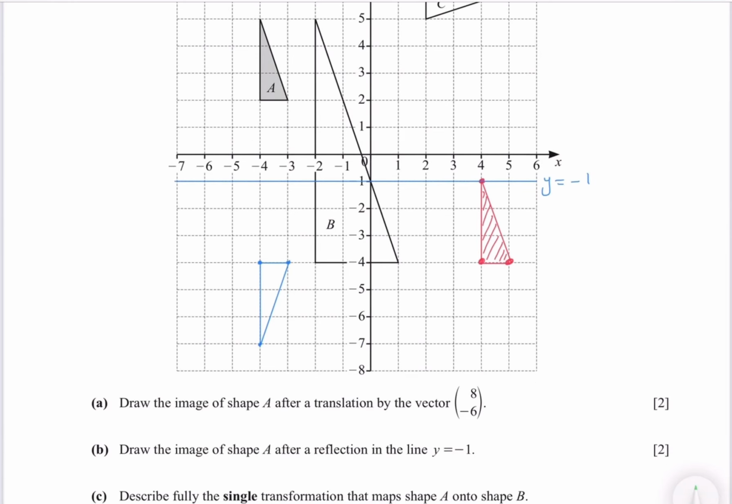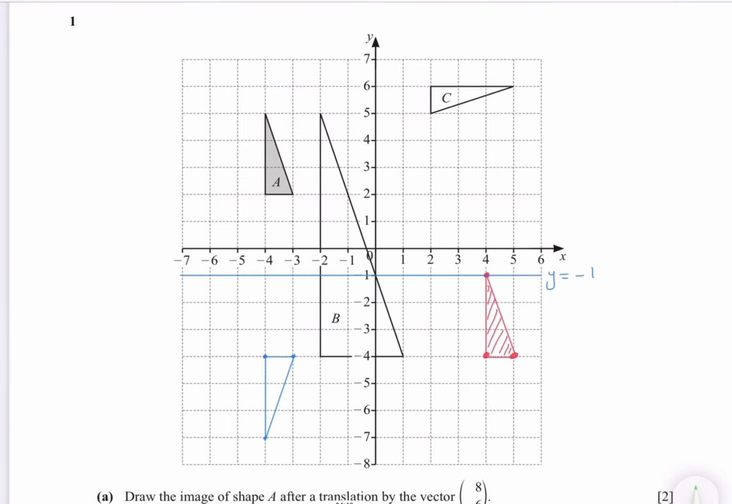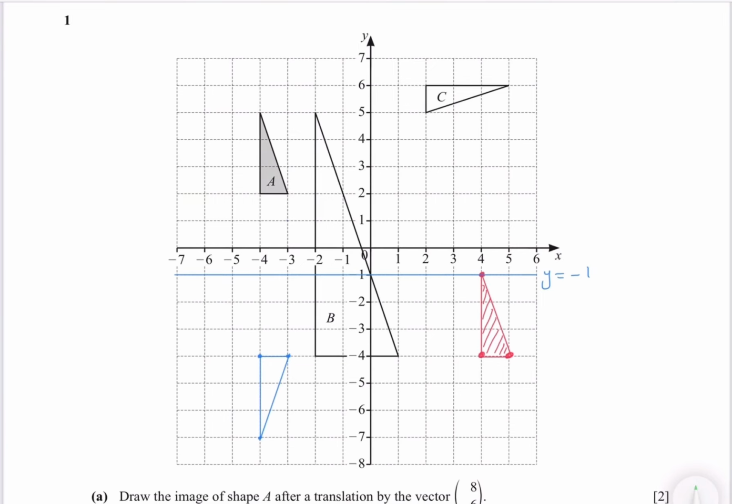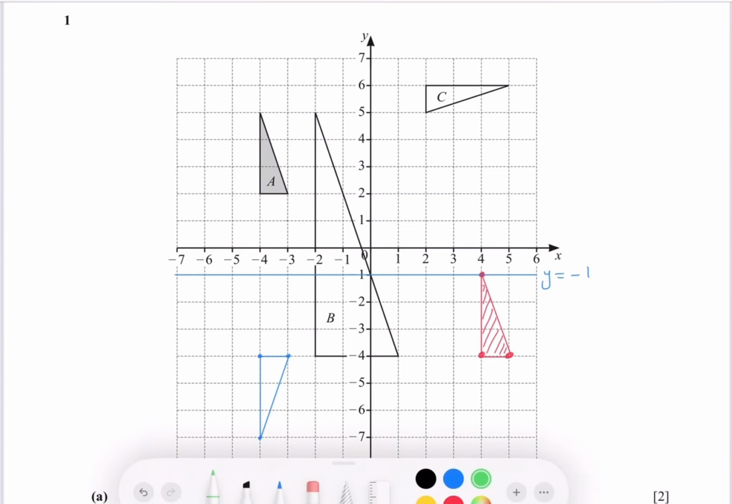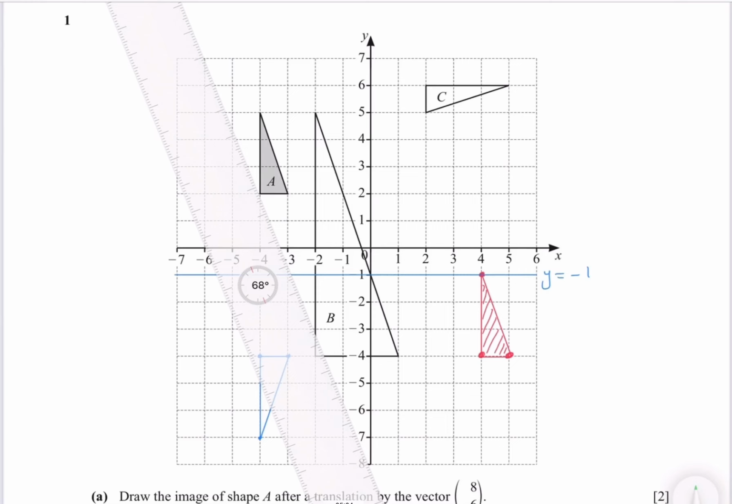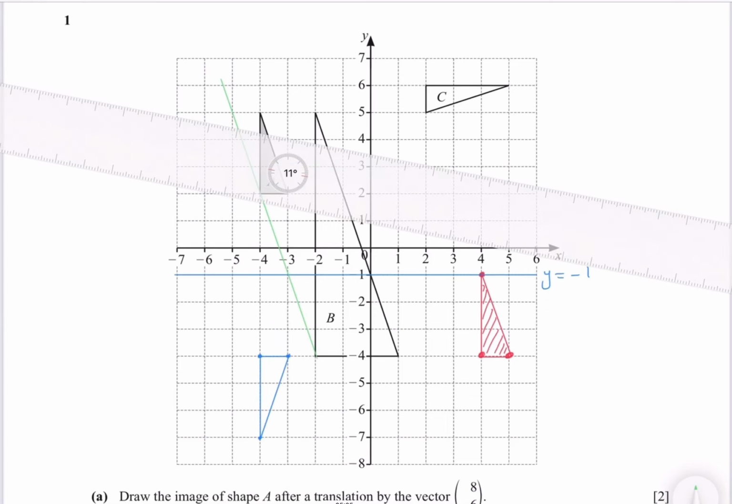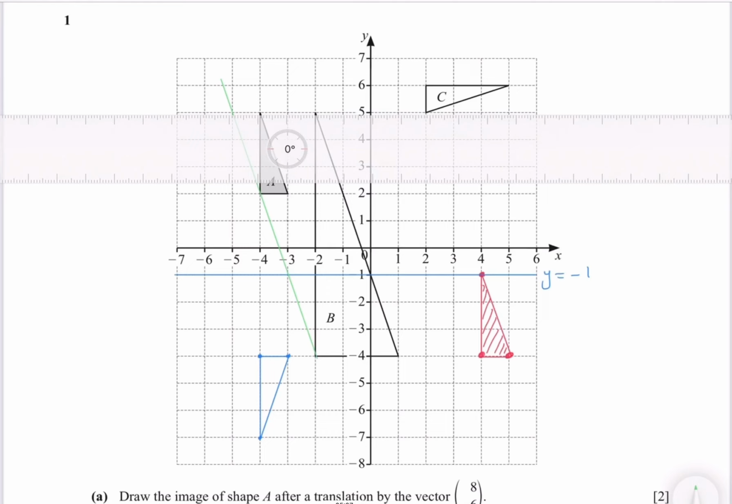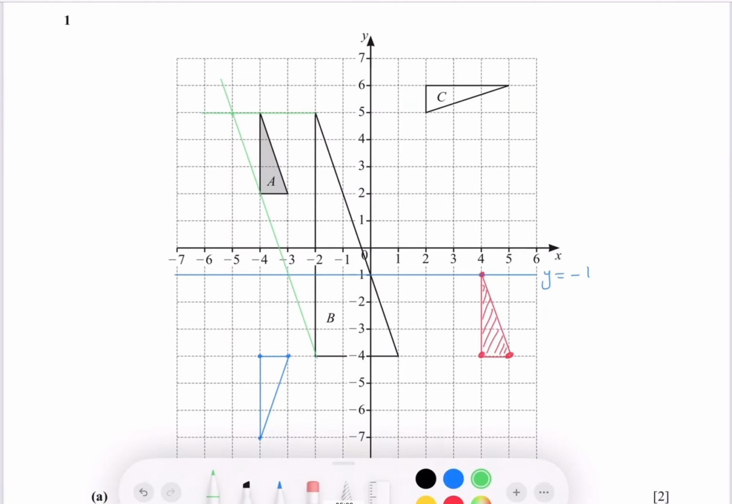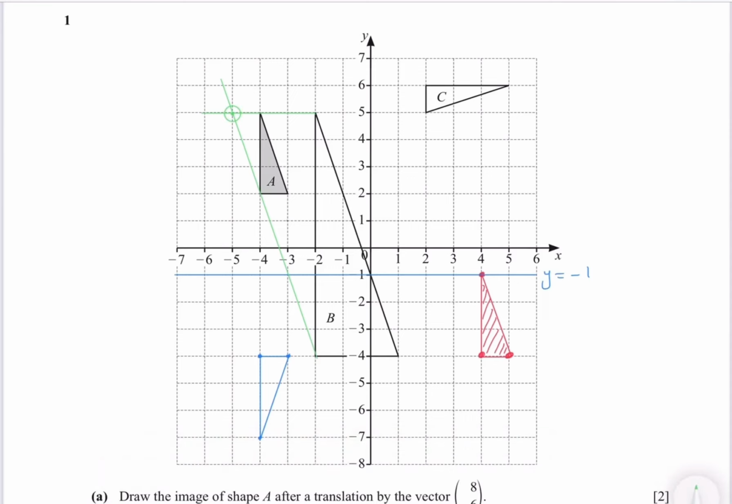Describe fully the single transformation that maps shape A onto shape B. So this looks like an enlargement. So join any two corresponding points of these two images and extend the line behind triangle A. Suppose take these two corresponding vertices and these two. So where these two lines cross each other, that would be the center of enlargement. We have to write its coordinates.